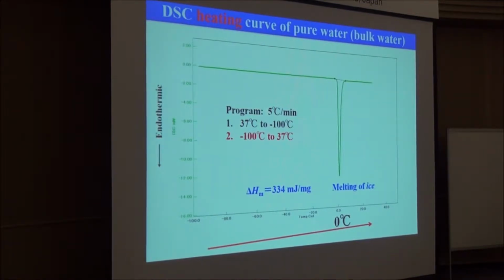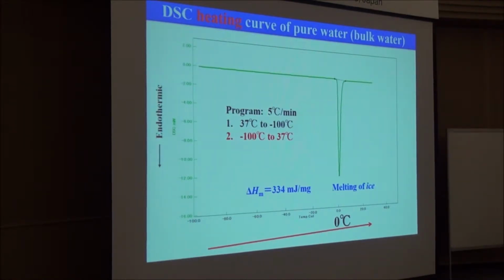So we have started to investigate the interfacial water of our materials. For example, this is a control experiment: just pure water, a differential scanning calorimetry heating curve, without polymer. You see here heating, for example, from minus 100 degrees C to 0 degrees C. This is the melting of ice, the enthalpy change, 334 millijoule per milligram. Very easy. You see here a very common physical phenomenon, from ice to liquid water.